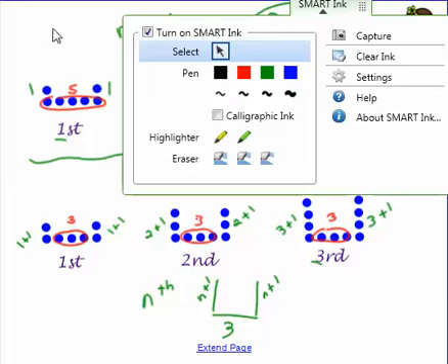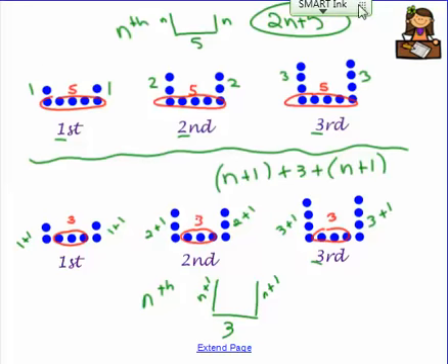Let's see if I can get this out of the way. Scoot it over, and it doesn't want to move.